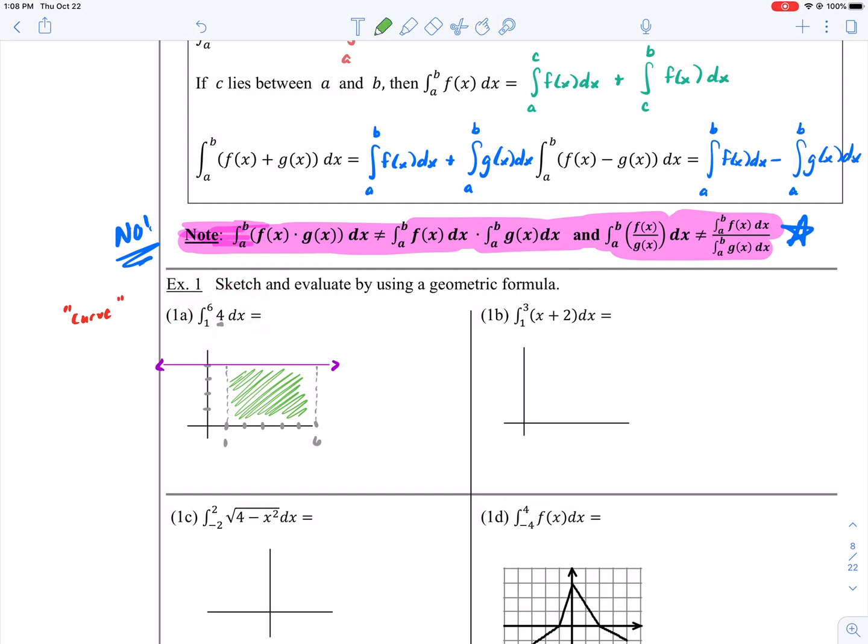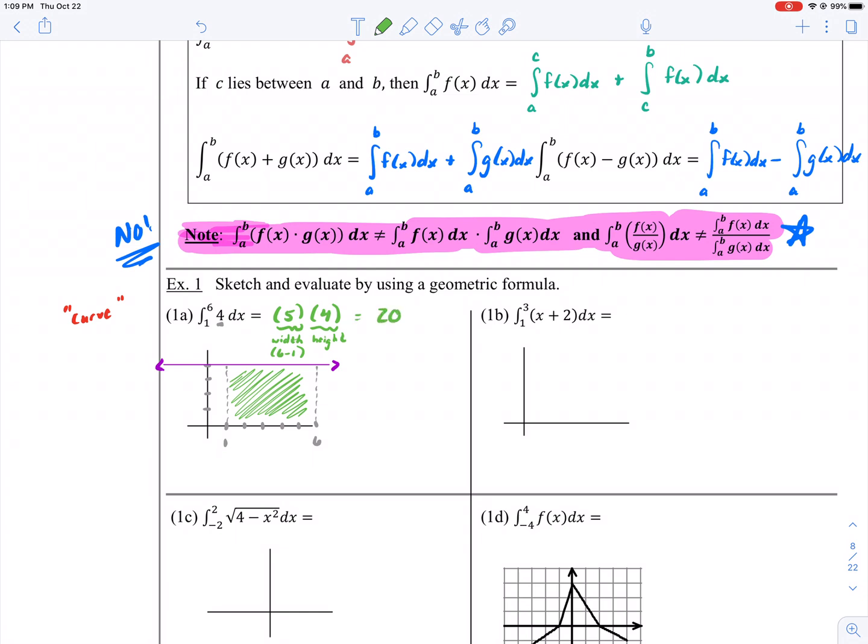If it's a rectangle, I'm going to use geometry to do that. We're going to use the width of 5, and that comes from 6 minus 1, the difference between the a and b, the definite integral pieces, the limits of integration, if you will. And then times 4, because that's the height. You could call it a height, you could call it a length. It depends on how your brain works. But obviously I'm dealing with 20.